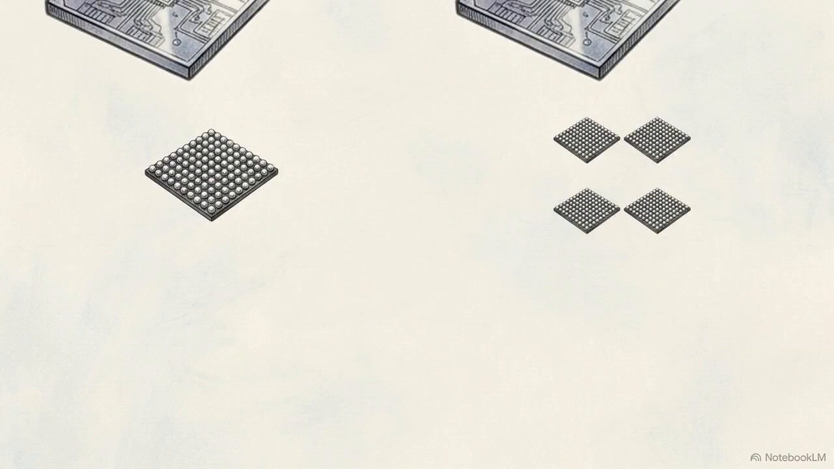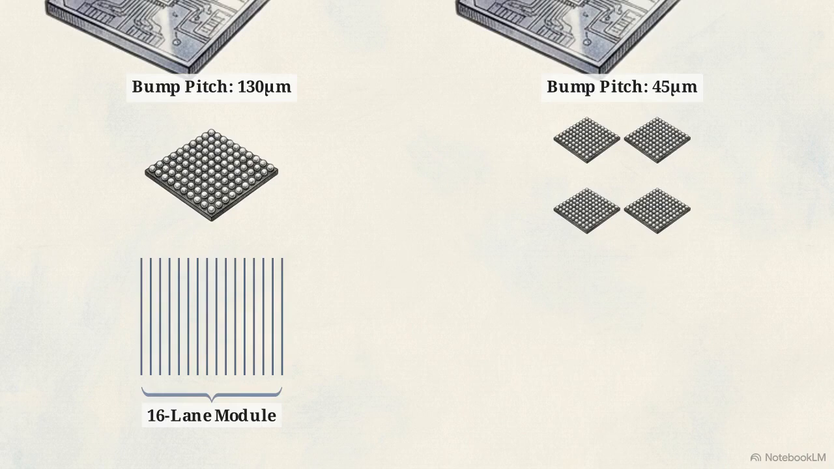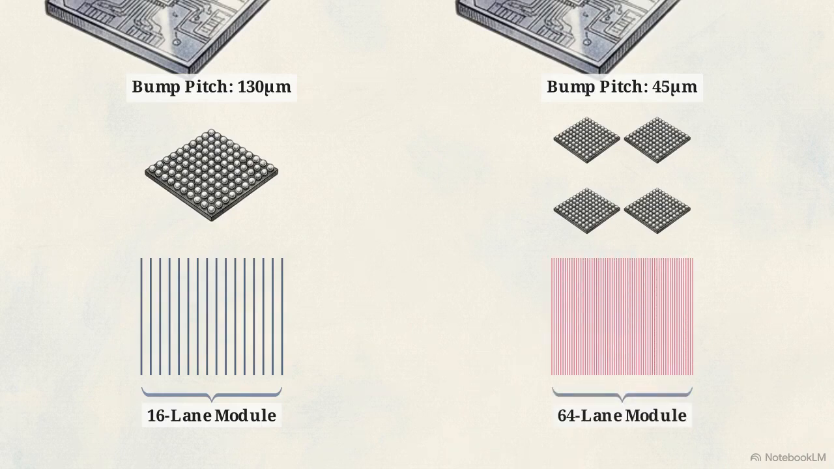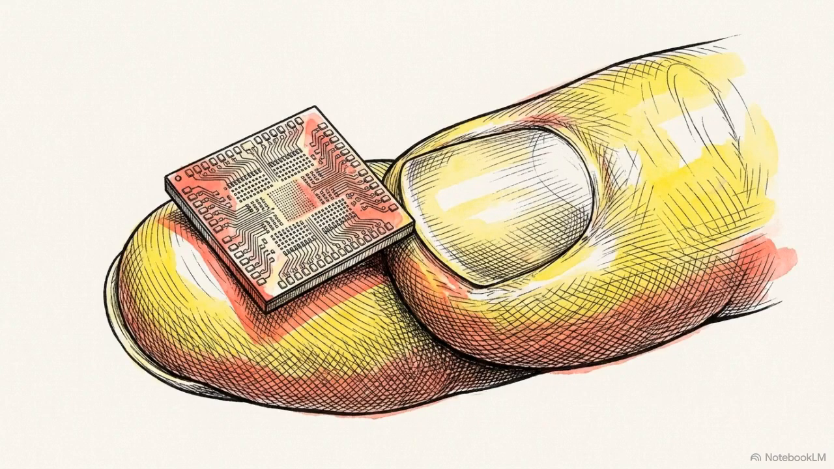This comparative map illustrates the geometry of bandwidth density. Shrinking bump pitch increases connection points inversely as the square of the distance. This upgrades a 16-lane data module to a 64-lane module without taking up additional shoreline. Multiplying the raw number of physical wires translates directly into massive areal bandwidth, allowing terabytes of data to move per second across a tiny physical footprint.